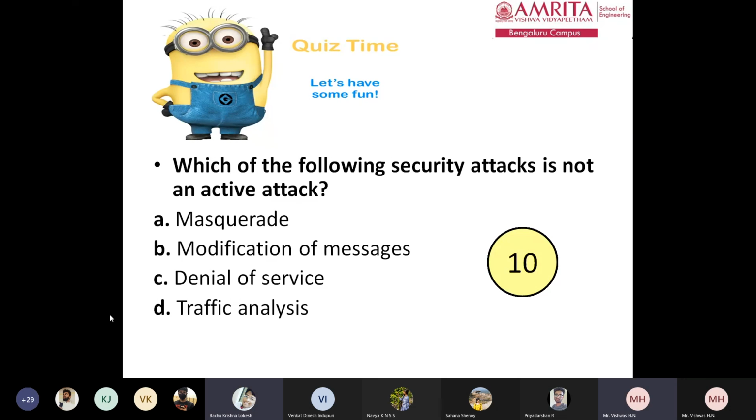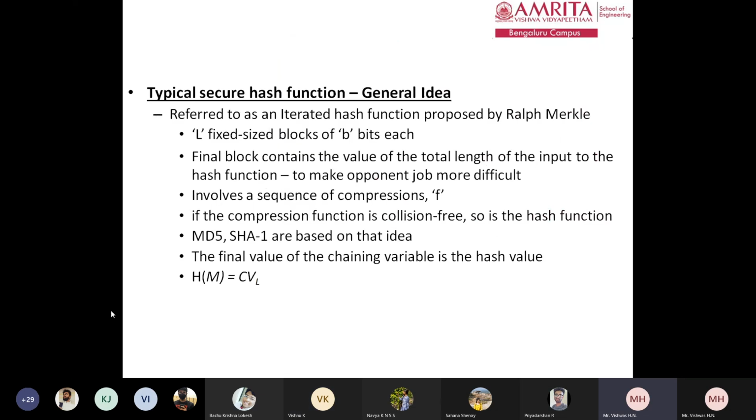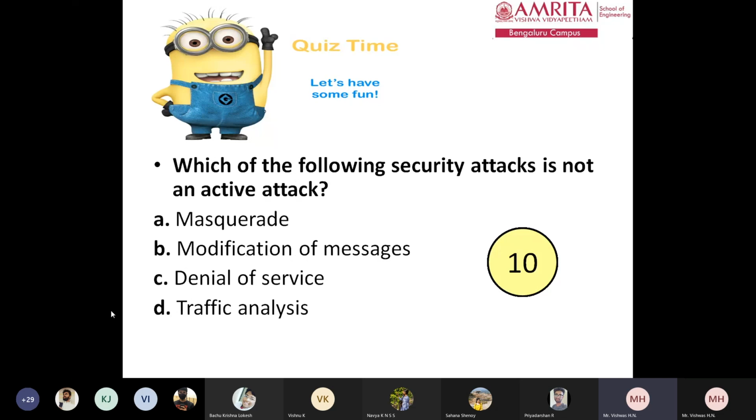Next question. Which of the following security attacks is not an active attack? Masquerade, modification of messages, denial of service, and traffic analysis. Which one is not an active security attack? Traffic analysis. Yes, you are right. The answer for the first one is data availability, and second one is traffic analysis.